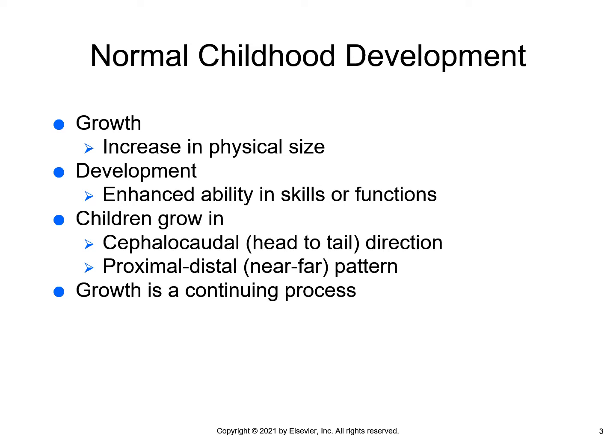The autonomy versus shame and doubt stage is in early childhood, 1 to 3 years old. One of the main tasks for this period is becoming toilet trained. The preschool years are defined as initiative versus guilt. This is 3 to 6 years of age.